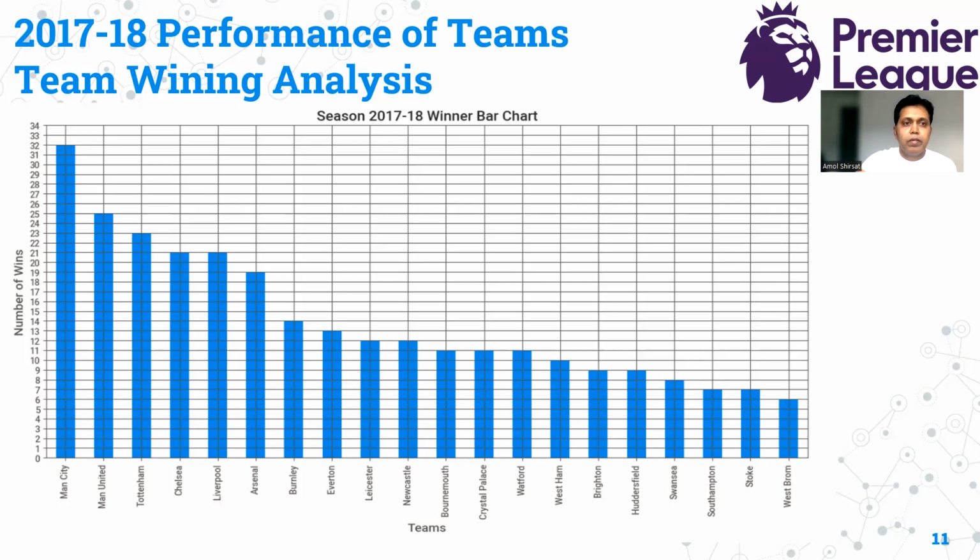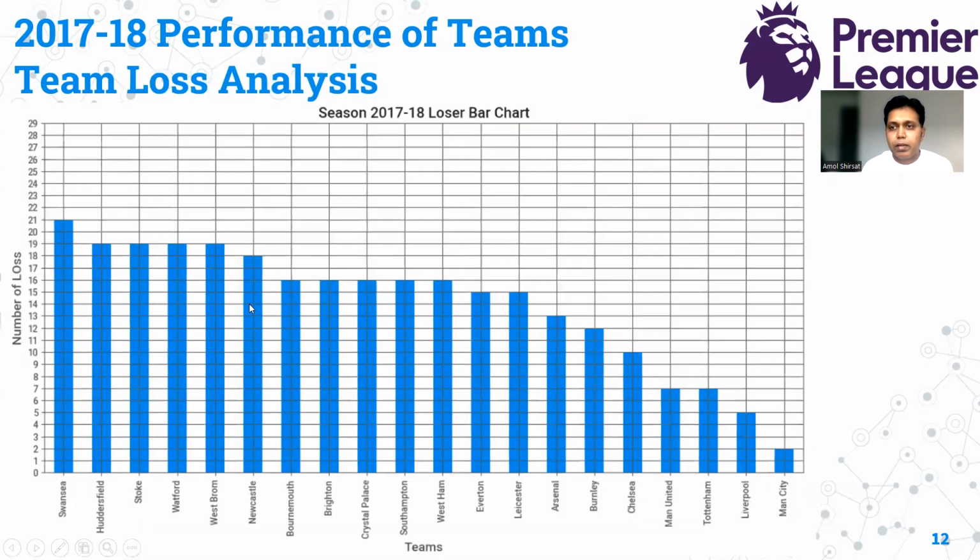So this is the winning team analysis. Similarly, we are also making the losing team analysis. So who are the teams at the bottom? We can see that Swansea, who had lost 21 matches out of 38, had made it to the bottom of the chart, the 28th team in the season 17-18, followed by Huddersfield, Stoke, Watford, and West Brom in that order.